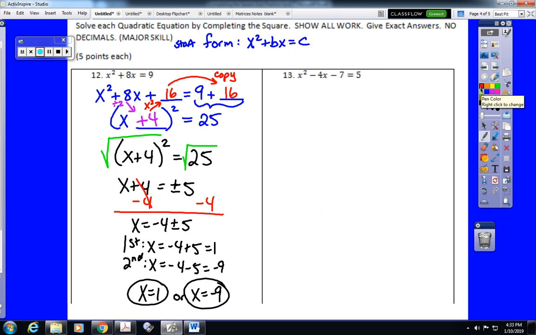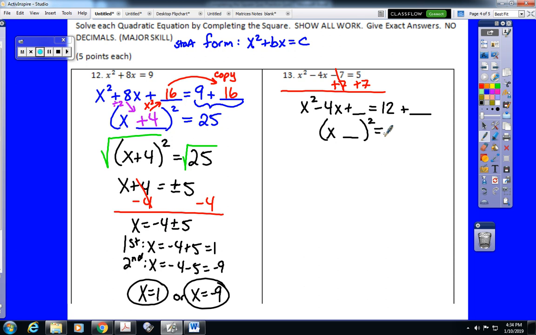Now this problem is not in our starting form, so we have to put it in our starting form by adding 7 to each side before we can begin the problem. That gives us x squared minus 4x equals 12. We're then going to insert a blank on each side and a blank on the next row. Negative 4 divided by 2 is negative 2, so that goes in this bottom blank. Negative 2 squared is positive 4, so that goes in the top blank. Copy over 12 plus 4 is 16.